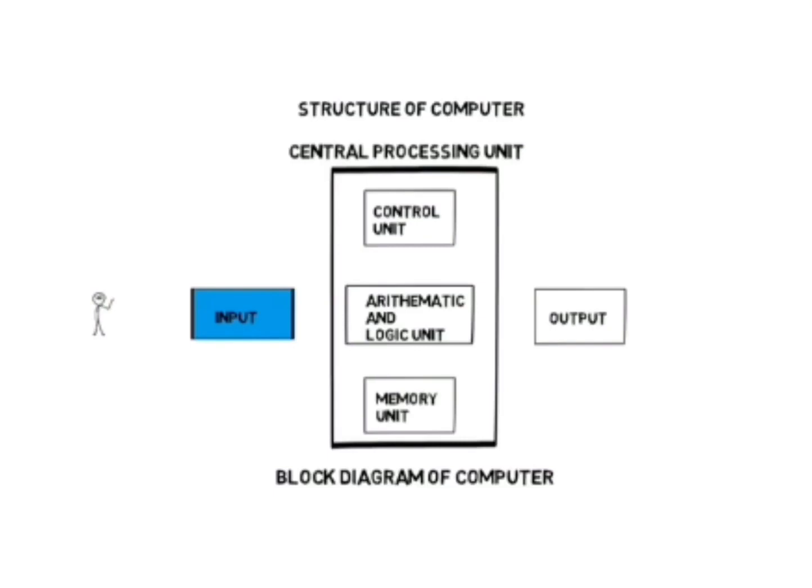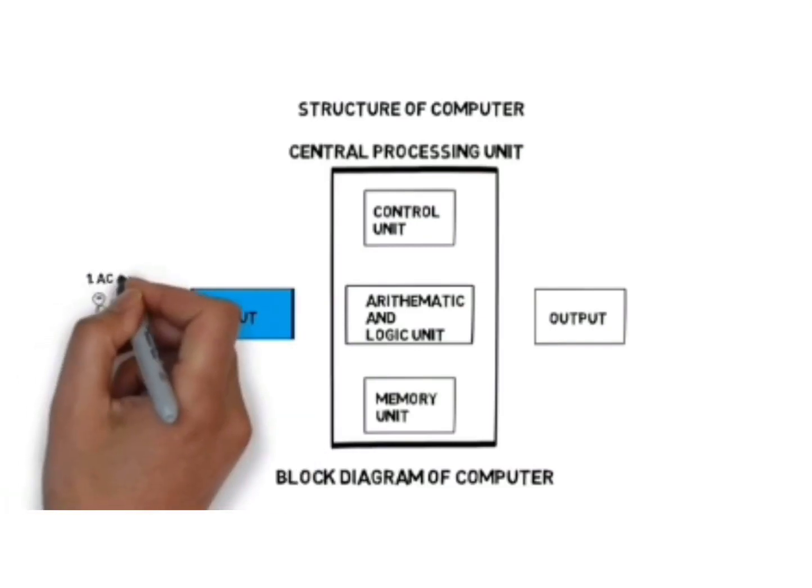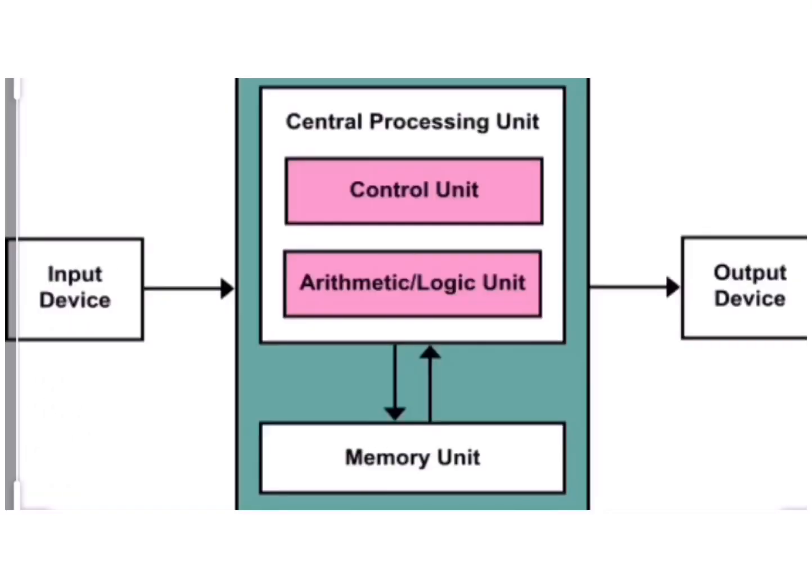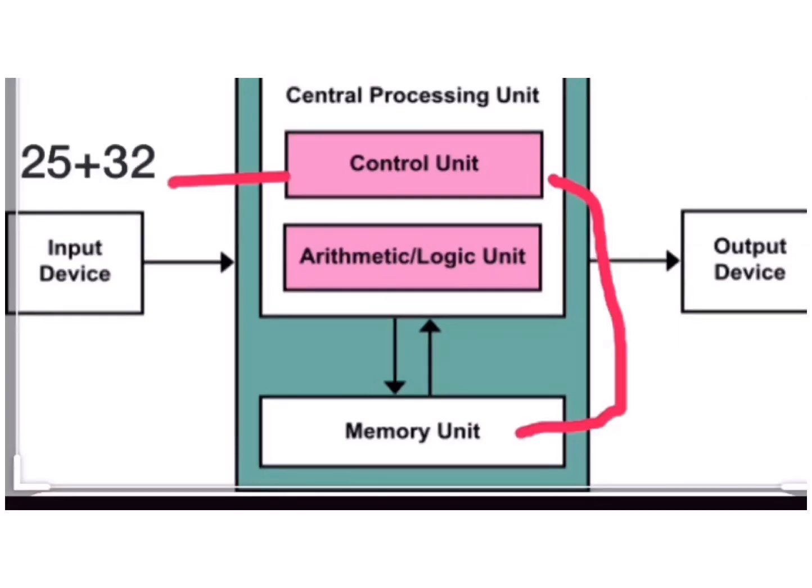Now we will see how the input unit works in the following steps. Let's see an example. Use the calculator on your computer to add numbers, to add 25 plus 32. Children, you type 25 and 32 from the keyboard. Here 25 and 32 are data. Plus and equal are instructions. Let's see what happens next.